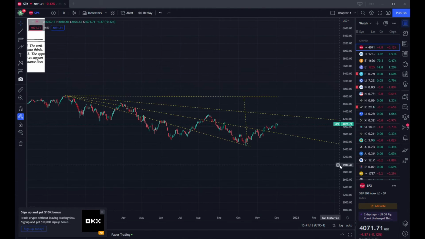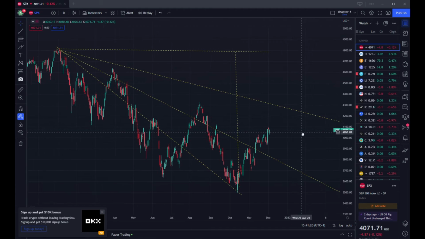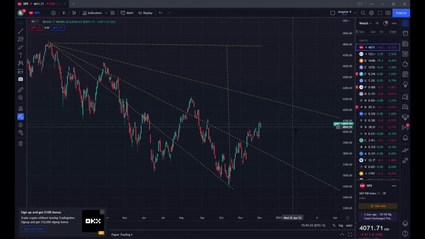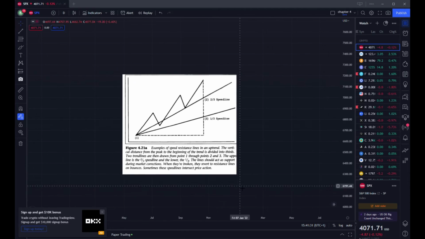And as you can see, it might be because it's a little bit short term, but it doesn't really indicate anything, in my opinion. You could say it touches to here, but it could just be luck as well. So I'm not really sure, but these are sort of the speed lines.